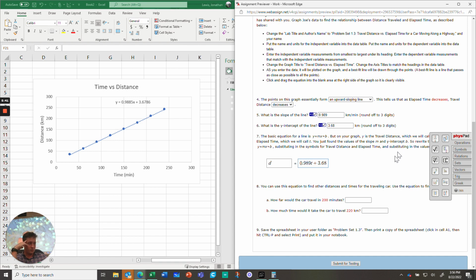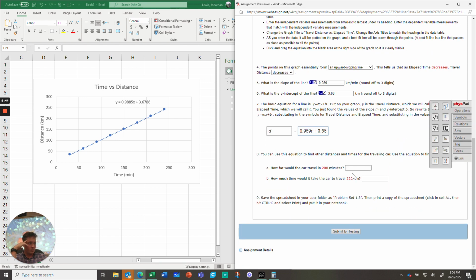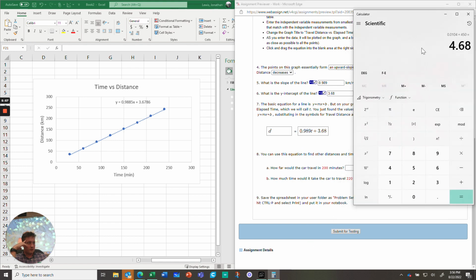So the reason we do that is that way we can input a new time in this equation, and that will give us a new distance. Okay, so I'm going to take a calculator, and I'm going to say 0.989 times 200 minutes, because that's my new time, plus 3.68, is 201.48. So I'm going to round that to 201.